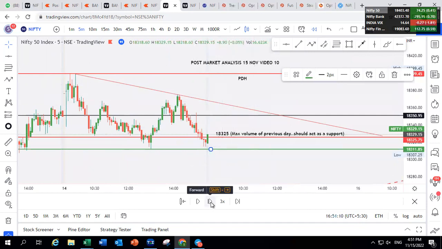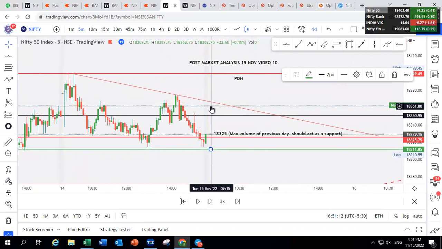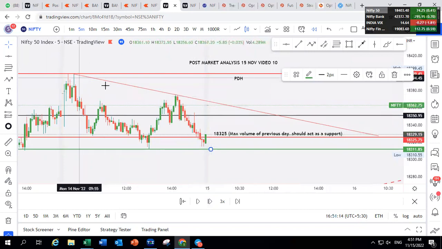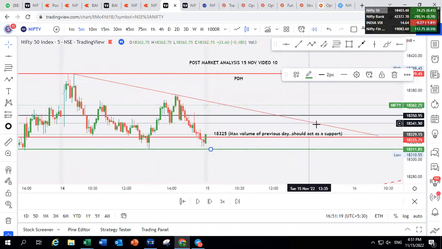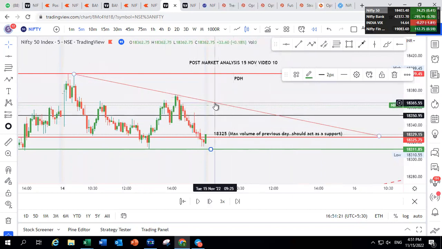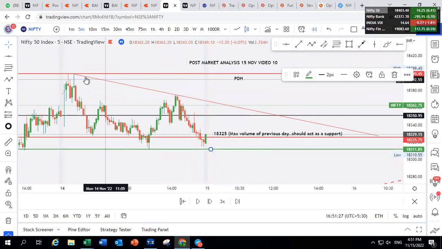Let me open the market quickly. The market opened at 18362. Now, this is below my drawn resistance line. Therefore, this line should act as a resistance for me. Now, in the event the market had opened above this resistance line, then this line would not act as your resistance line. That means this line is not valid.